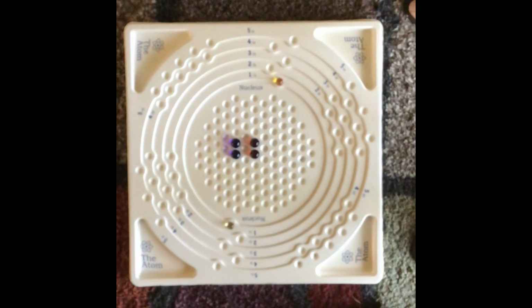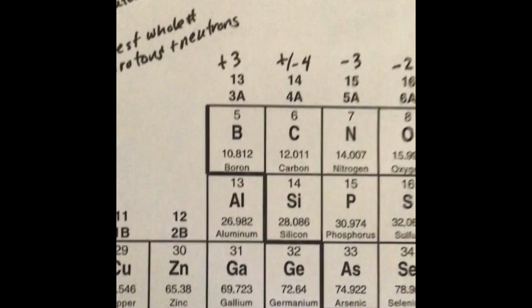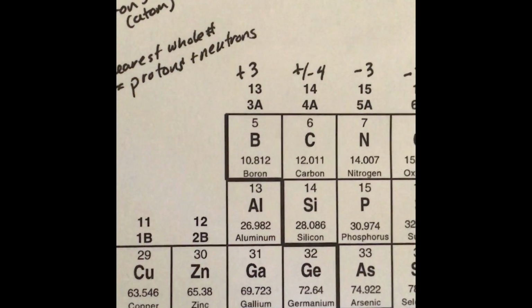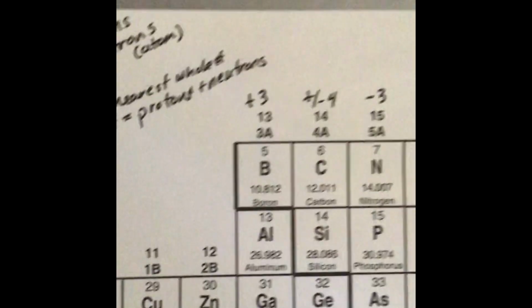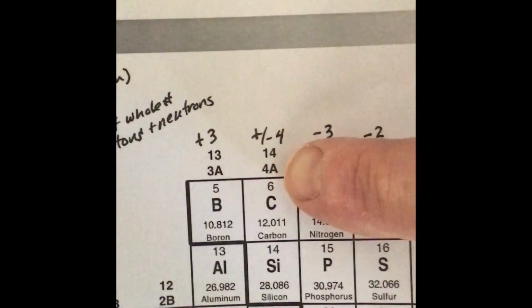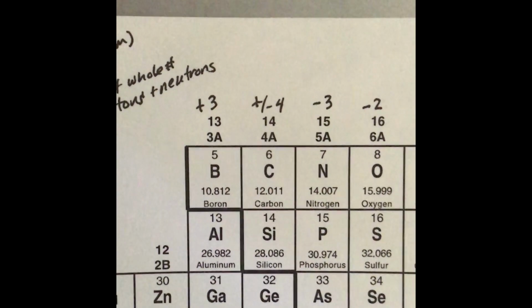All right, let's go on to carbon. So now we're going to make carbon. And there's carbon on our periodic table. Carbon has 6 protons, 6 neutrons, and 6 electrons. We see that the atomic number is 6. Mass number is 12. So that means it's 6 protons, 6 neutrons.